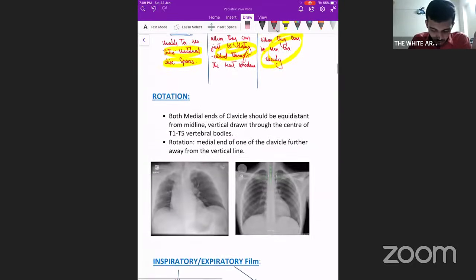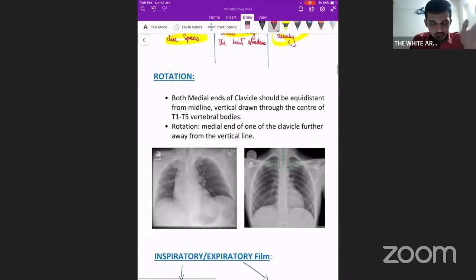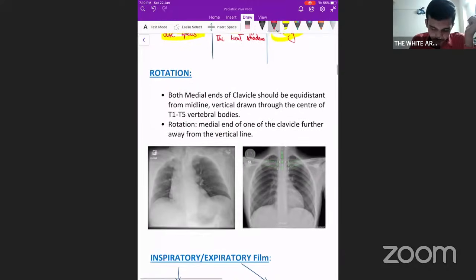Now, the next thing we'll be commenting about is rotation, whether the X-ray is placed centrally or not. Again, if it is rotated, you might confuse a thymic mass with a consolidation, correct? So how do you differentiate a rotated film? That is the next thing you will be commenting about.